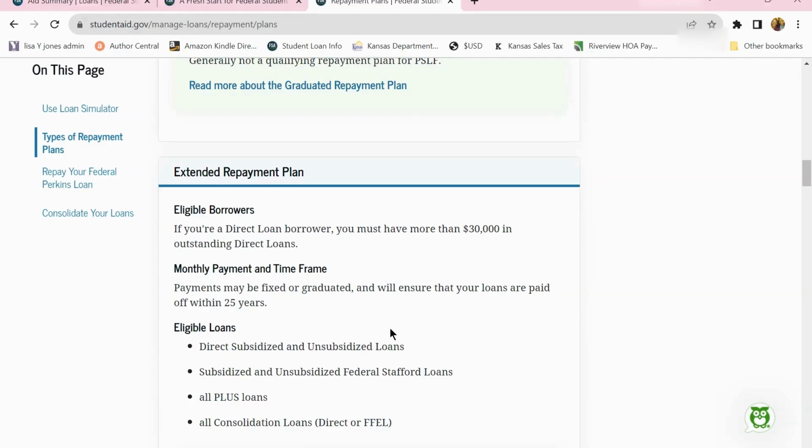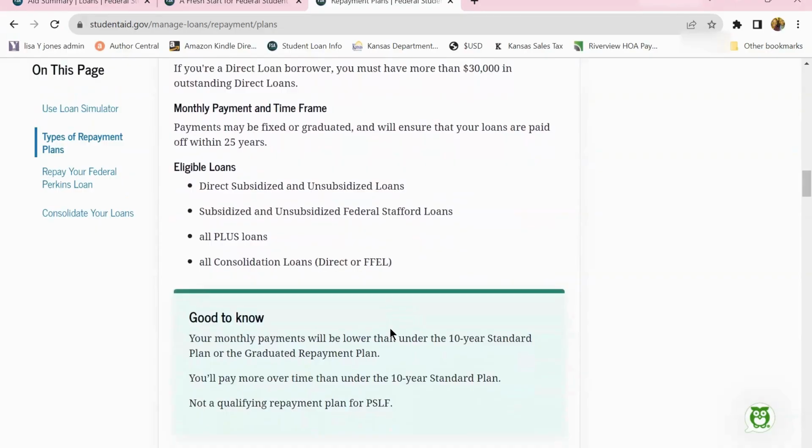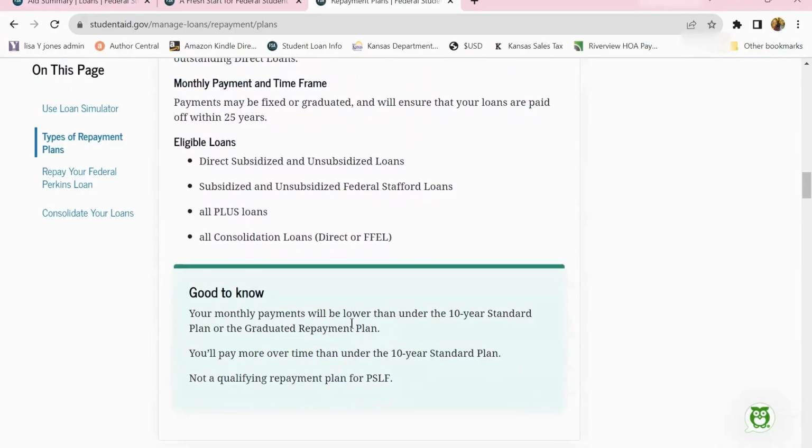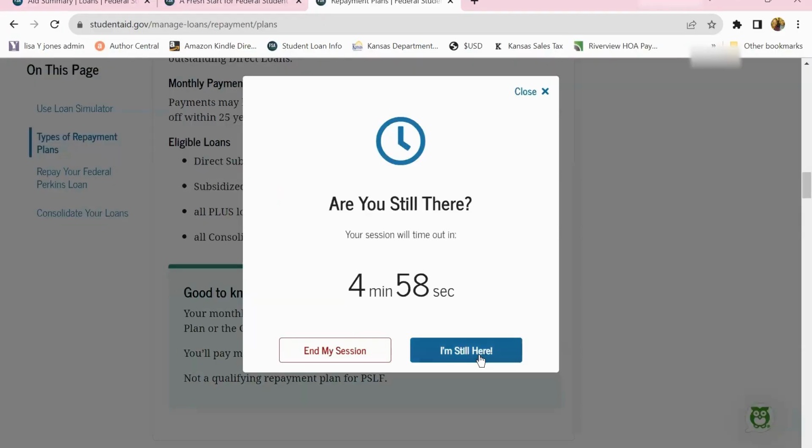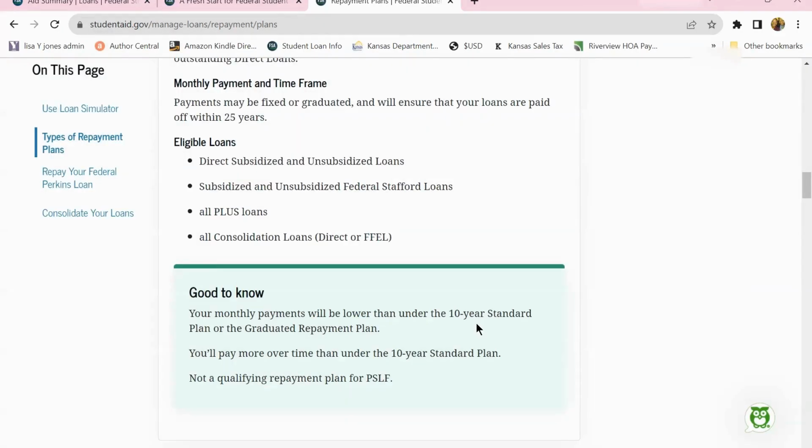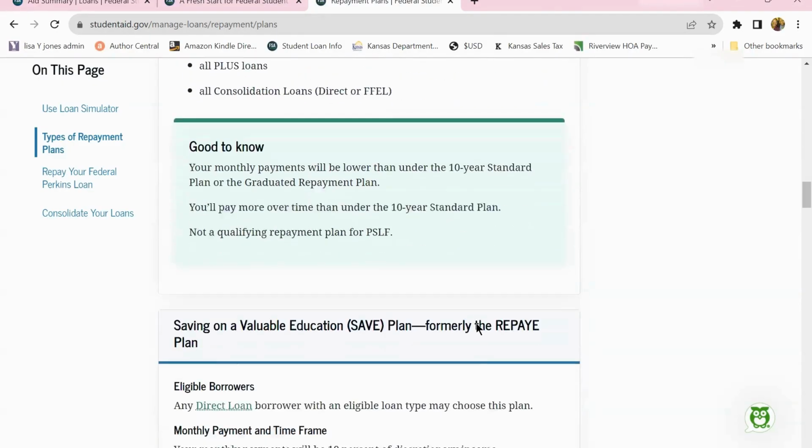Real house note. Real house note. Yes. This is a real house note. Your monthly payment is going to be lower, okay, than on the 10-year standard or graduated, which means you're going to pay more over time. Okay. And again, this doesn't apply to you because you're not doing the public student loan forgiveness program. So this would make this a great option for you, recognizing what your payments need to be. You need to manage your payments.